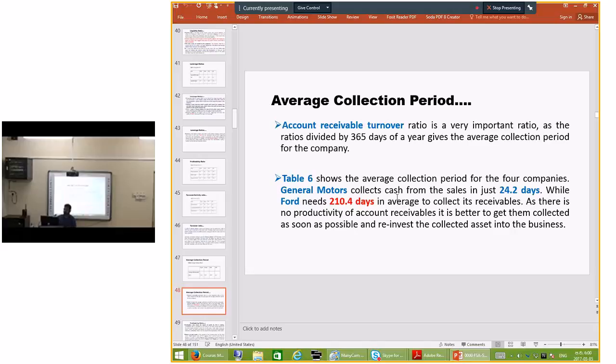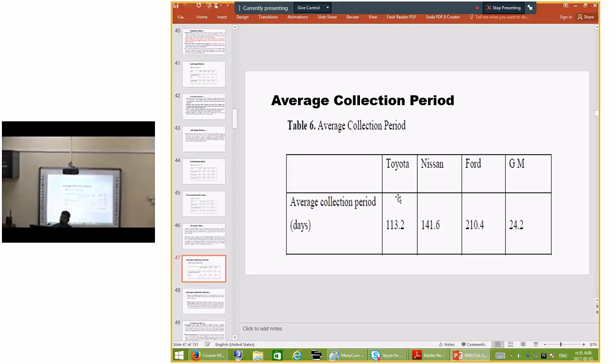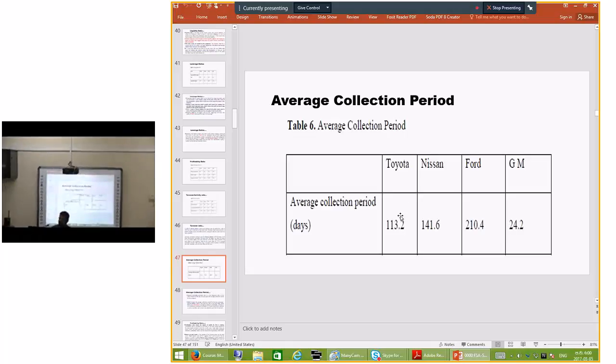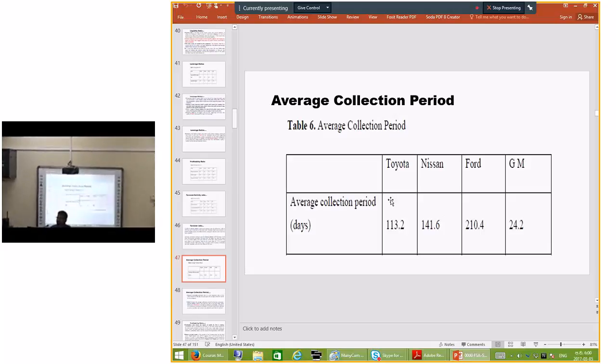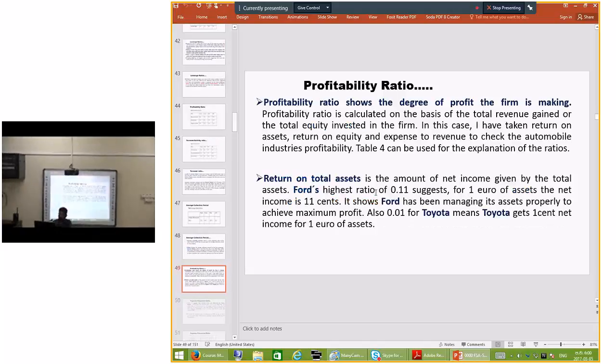Actually, now these are the real data, right? I don't know what is the reason for this type of higher average collection period in our business. Actually, it is difficult to maintain this type of higher average collection period without a collapse in the business, no? Right? Then it is difficult to manage, right? Then we have to be concerned about that.